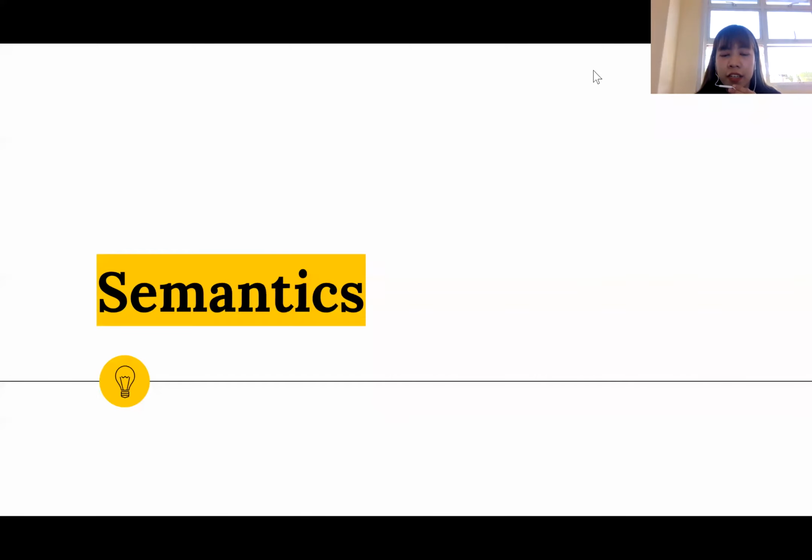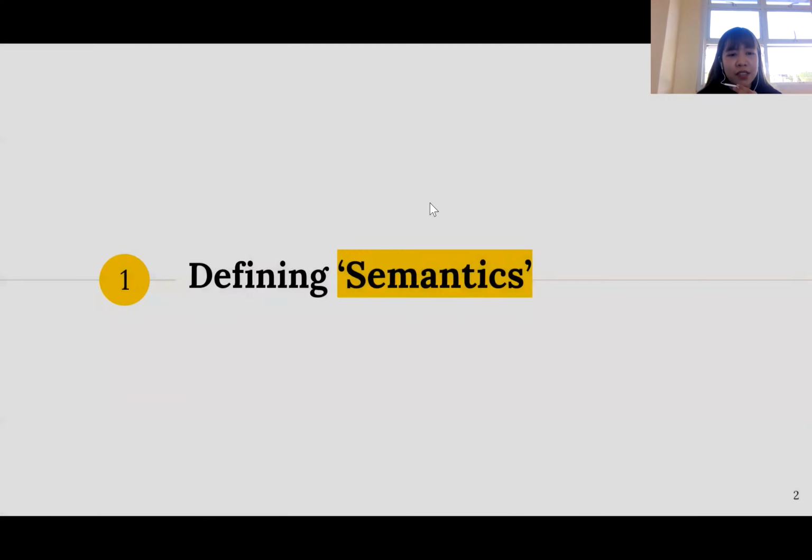Okay, so let us begin. Good afternoon. Once again, we are going to discuss for this afternoon our second to the last topic for the prelim in Linguistics 1, which is semantics. So we start by defining semantics before we jump into the different sense relations or sense properties of semantics.